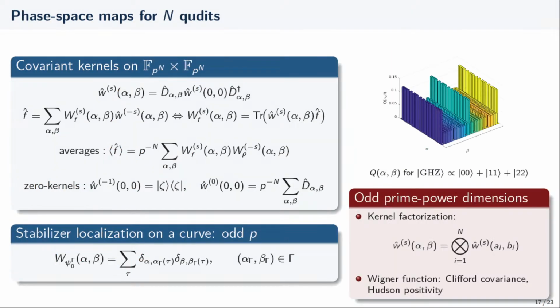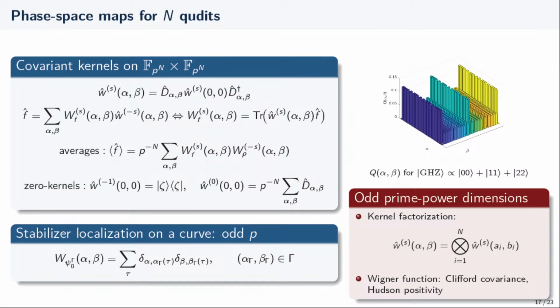Let's go back. We can do the map. We can see how different states are mapped in this finite phase space. And as I told you, for power prime dimensions which are not qubit, such a map is trivial in the sense that any map is factorized by particle, basically.